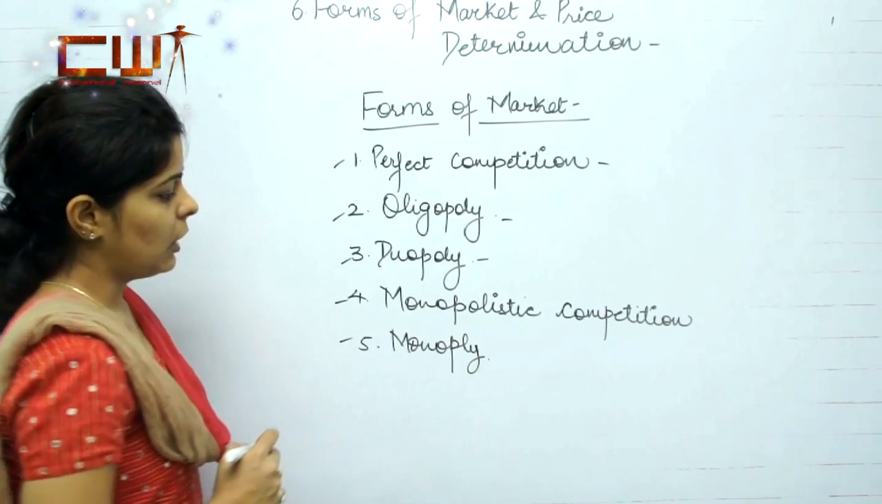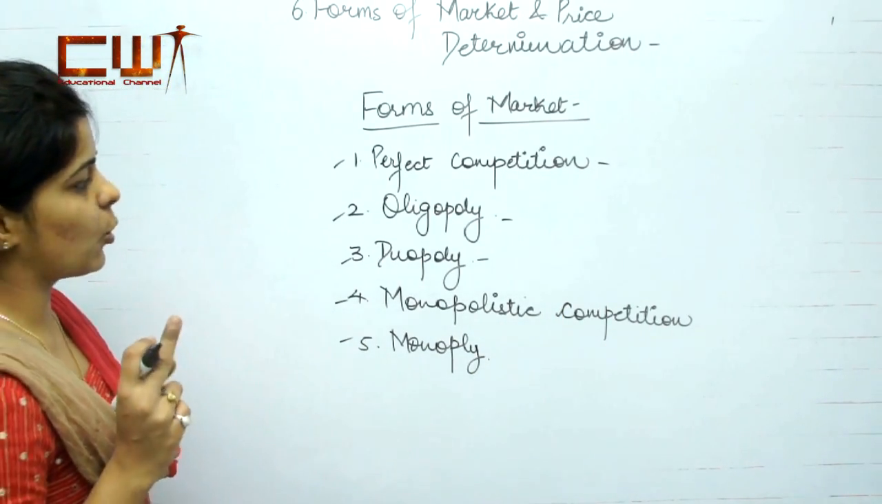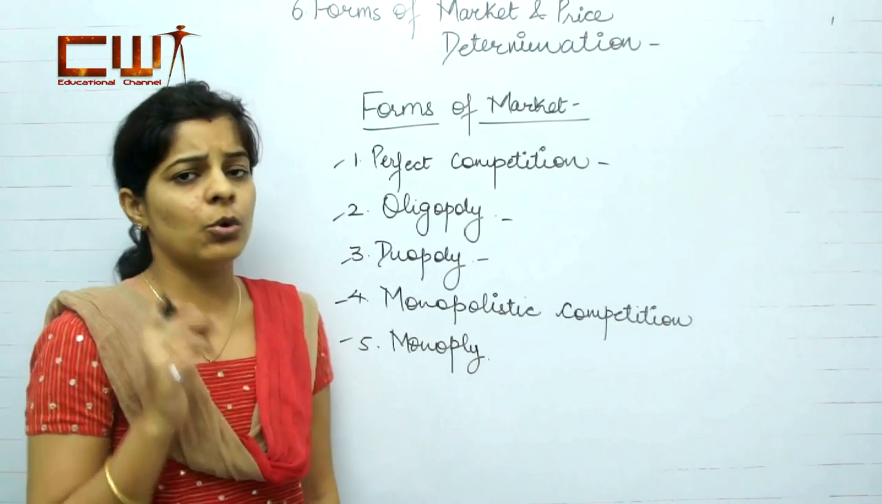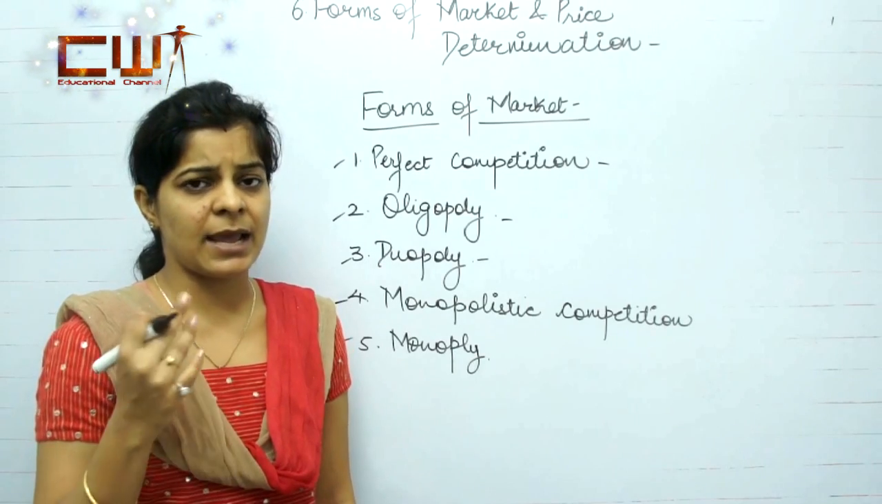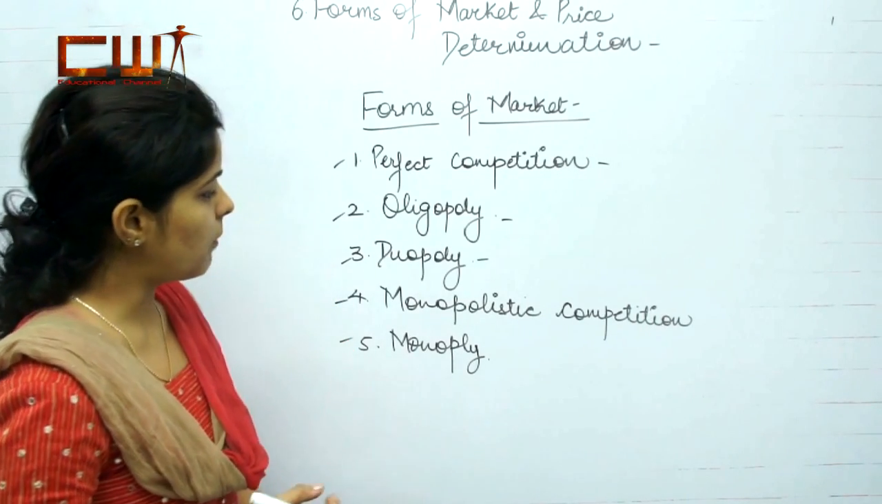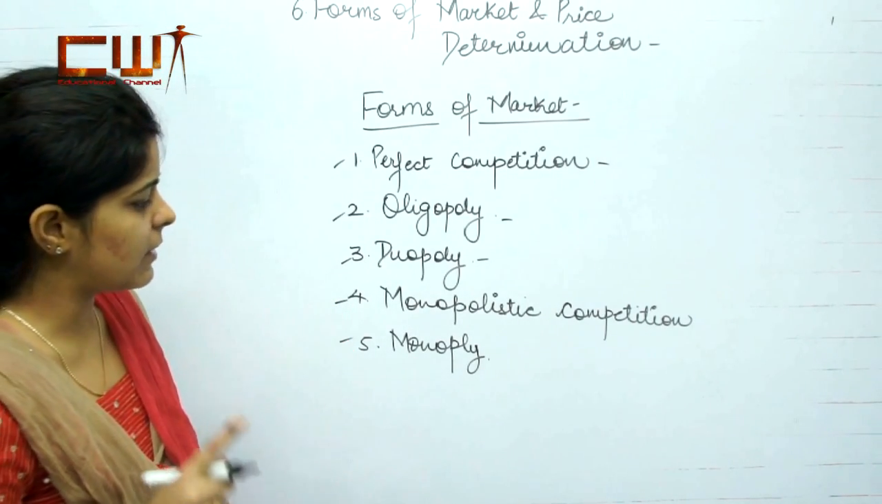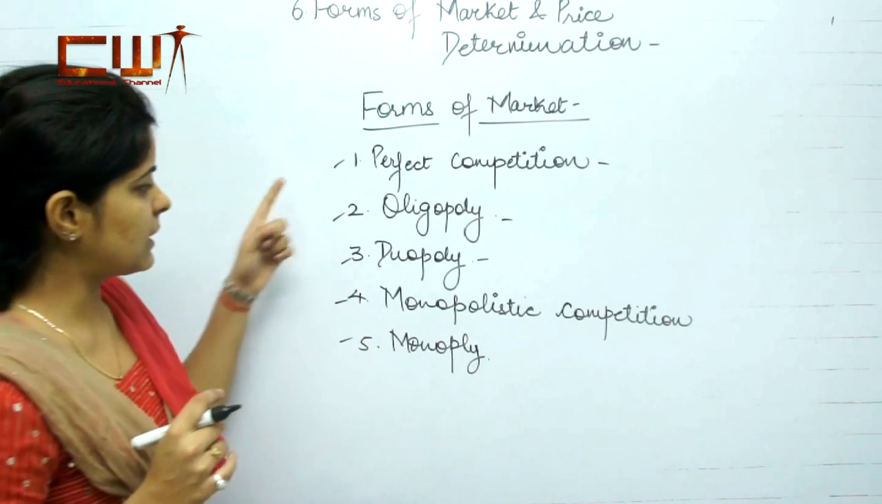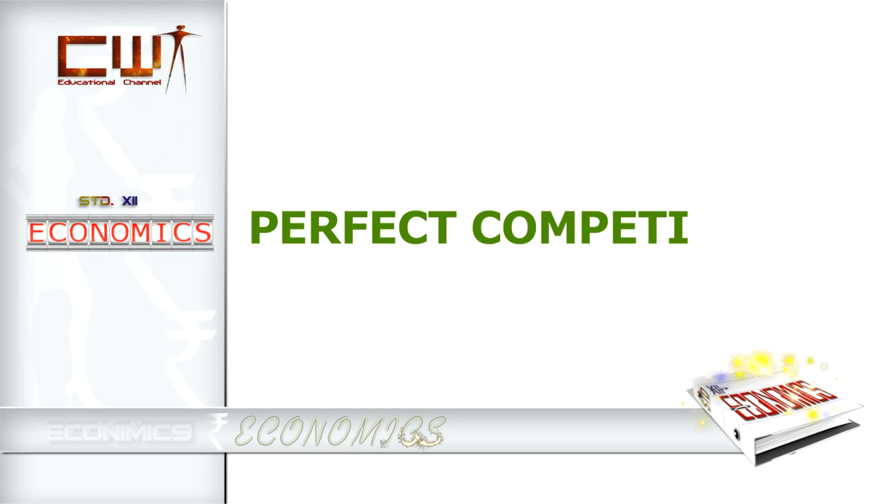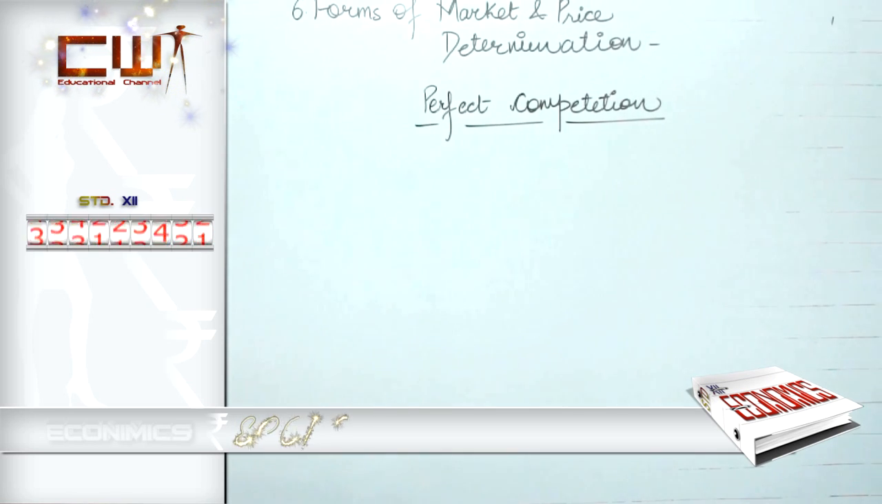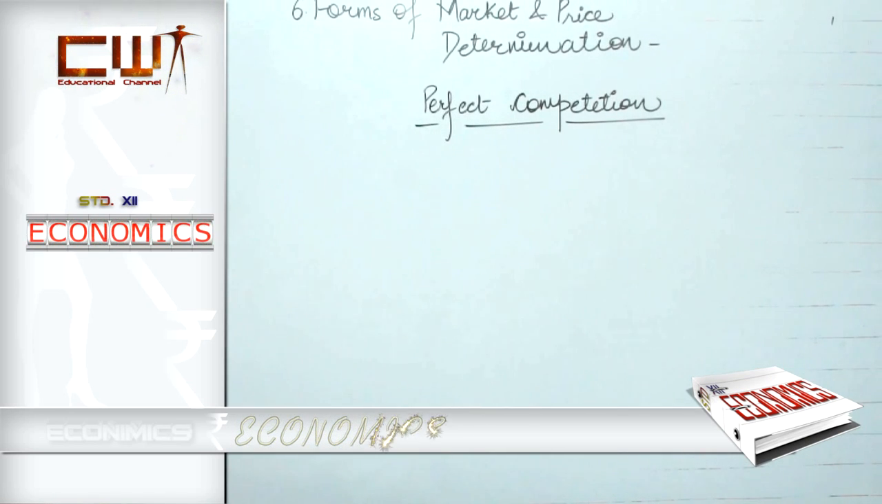Last is monopoly. Monopoly means there is only one seller who is controlling the market. That is, he is controlling the supply as well as the prices. So in monopoly, only one seller exists. So these are the different forms of market. First we will pick up perfect competition, study the features and the price determination under perfect competition. Perfect competition is a form of market that we will study first.